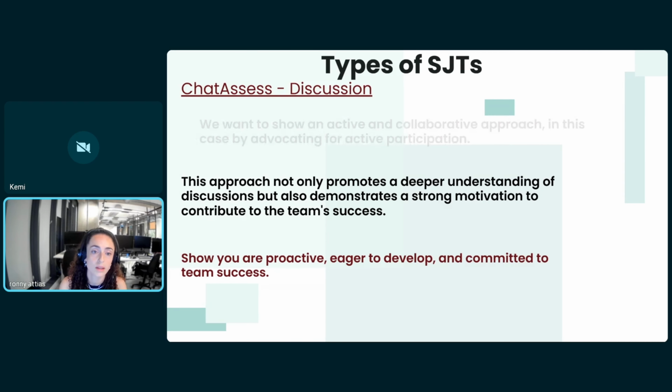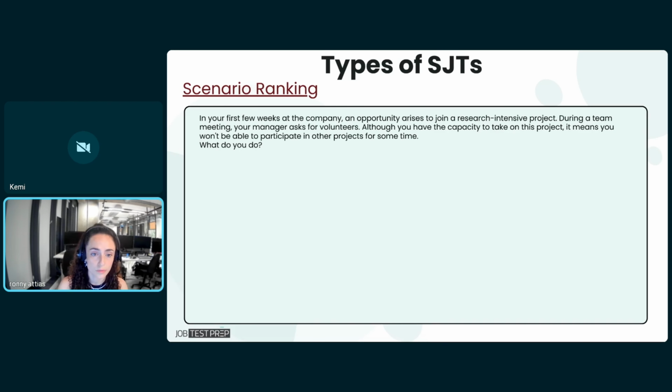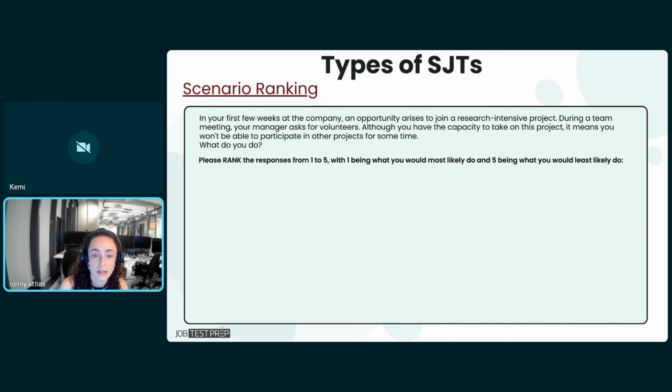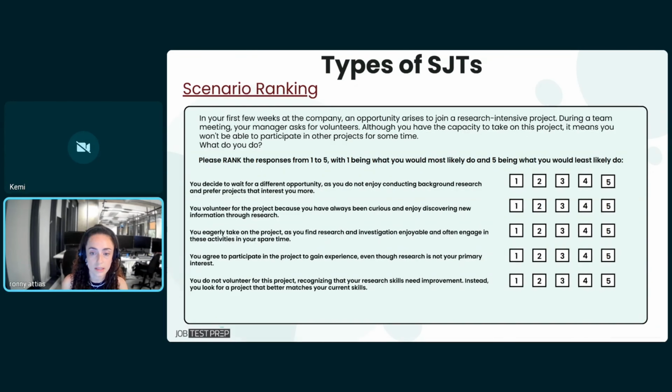Okay. Another type of SJT is scenario ranking. This is a little more straightforward. You get some sort of scenario presented to you. And here you have to rank different responses from 1 to 5. It looks usually something like this.